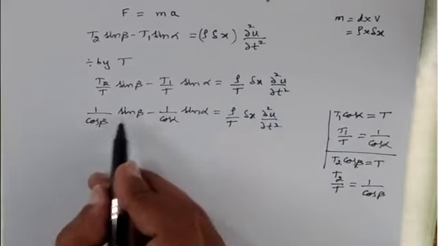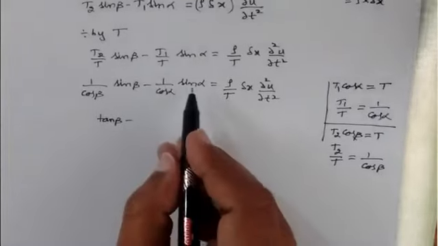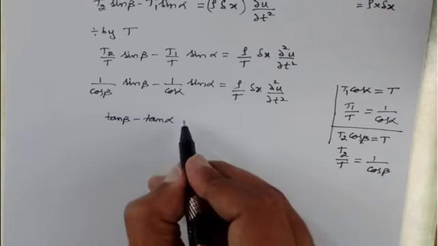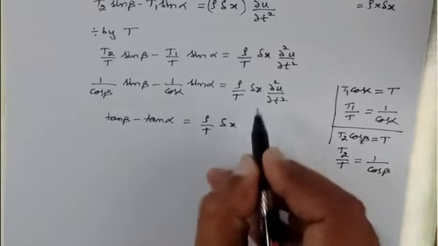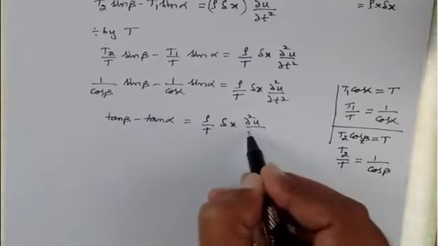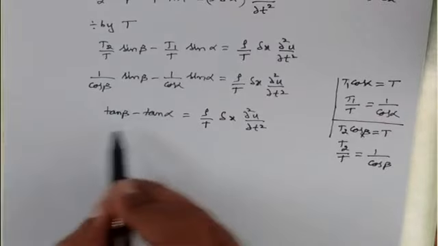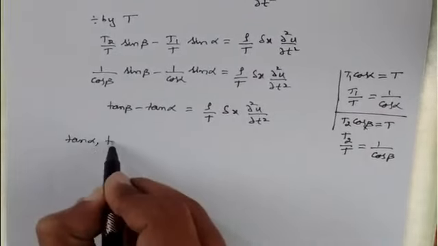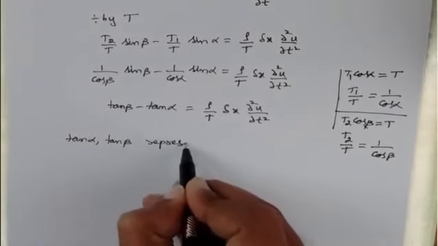Now sine by cos is tan, so this is tan of beta, minus, this is also sine by cos, so tan of alpha, that is equal to rho by t into delta x into dou square u by dou t square. So this tan represents your slope. So tan of alpha and tan of beta represent the slope.